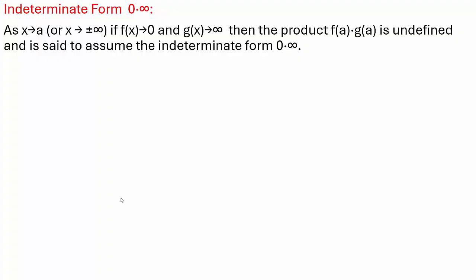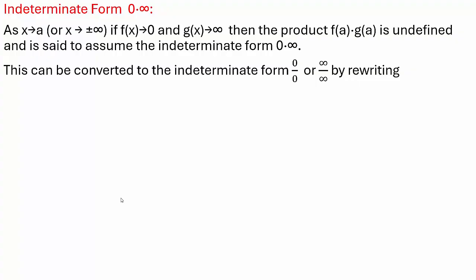Now, we shall see the problems of the type 0 into infinity. What is a 0 into infinity form? As x tends to a, or x tends to plus infinity, or x tends to minus infinity, if f(x) tends to 0 and g(x) tends to infinity, then the product f(x) into g(x) is undefined and is said to assume the indeterminate form 0 into infinity.